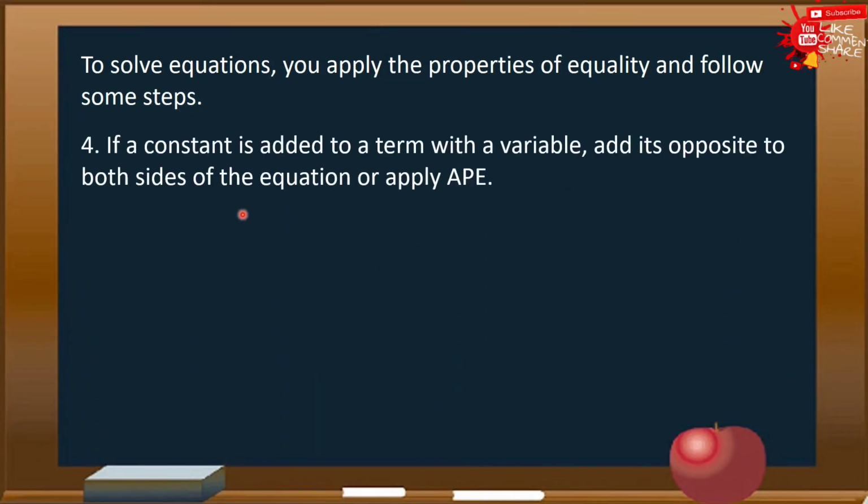Then we have our fourth step. If a constant is added to a term with a variable, add its opposite to both sides of the equation, or apply the addition property of equality.